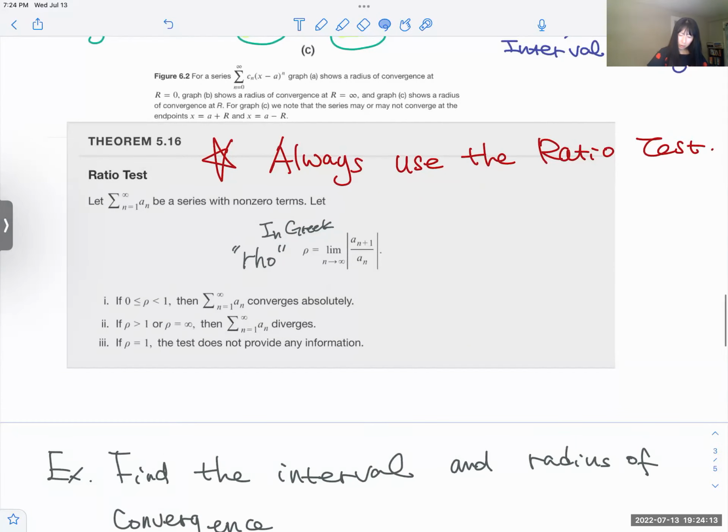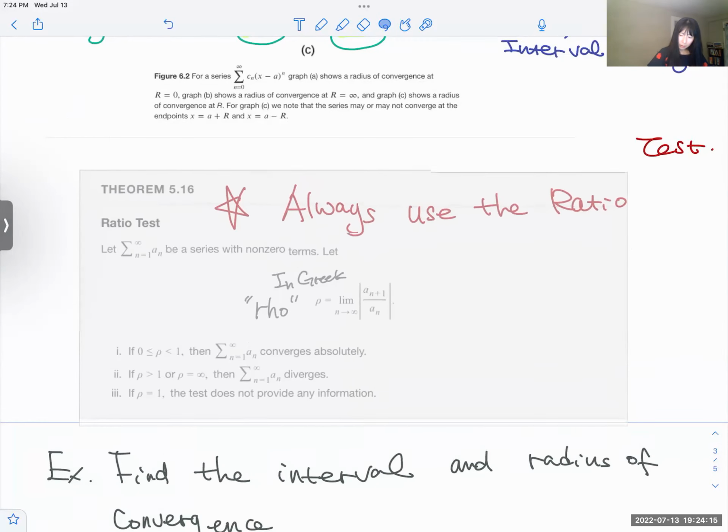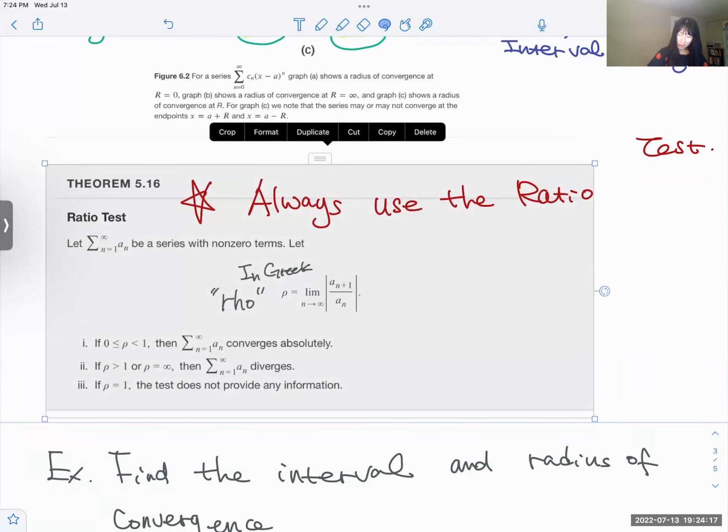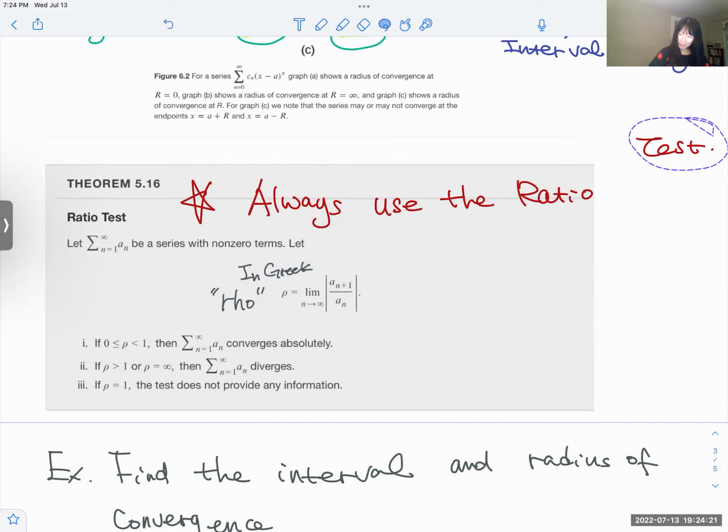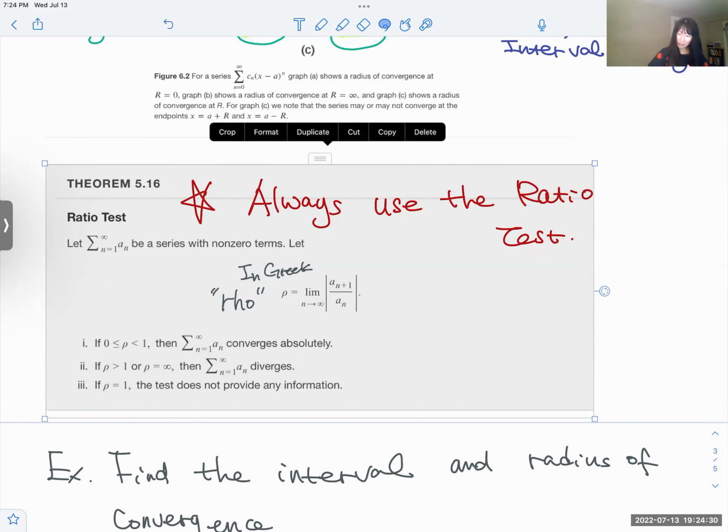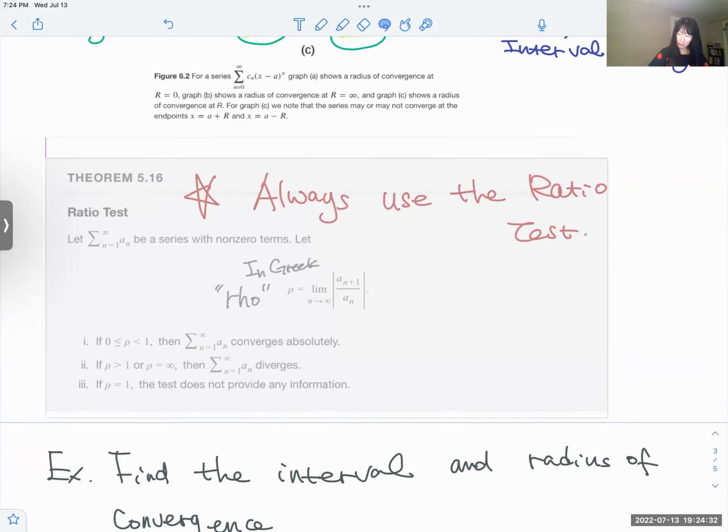Okay, so. Hey. How about here? So that I can make it a little bit bigger, right?